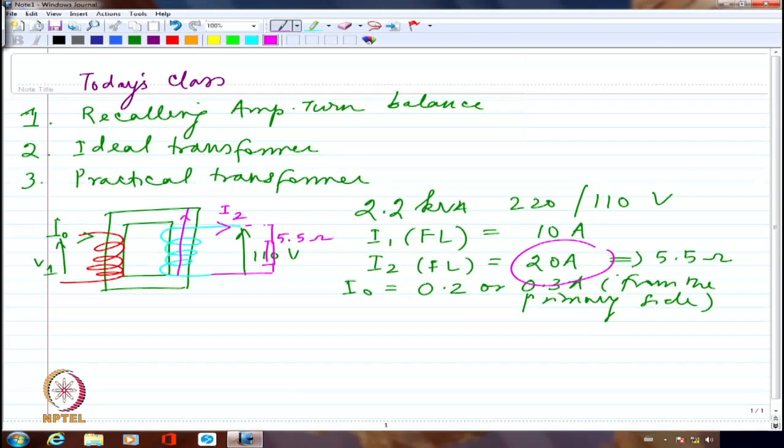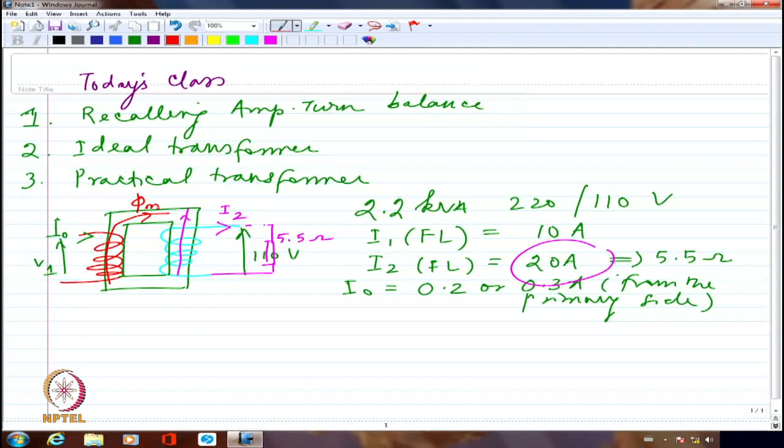But this flux in the core should oppose the original flux. If it had been aiding the original flux, it would go to extremely large values and d phi by dt would also reach literally infinity. So obviously by Lenz's law, this has to oppose the original flux. The original flux was going in this direction. This was phi m, the mutual flux between the primary and secondary coils.